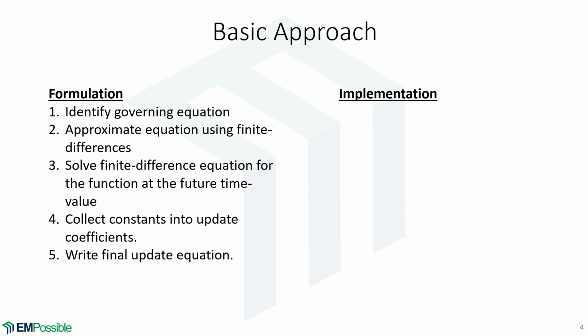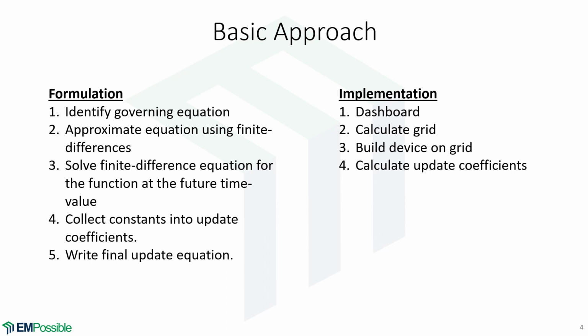Now here's how we implement it. But really what we come away with from the formulation is the update equation and how to calculate those coefficients that are in the update equation. We'll have a dashboard. This is where we define everything: material properties, sizes, how long we want the simulation to go for, what information we want to get out of it, and all of those hard-coded numbers. We'll then calculate our grid, how many points on the grid, the resolution of the grid. We then have to build our device onto the grid so that we know what we're simulating. Then we'll calculate the update coefficients, because very often information from the device on the grid goes into those update coefficients.